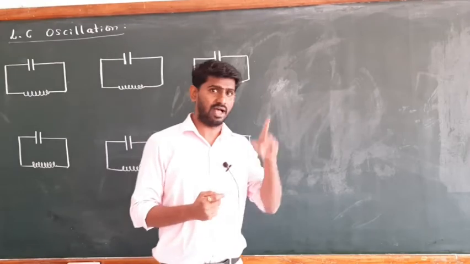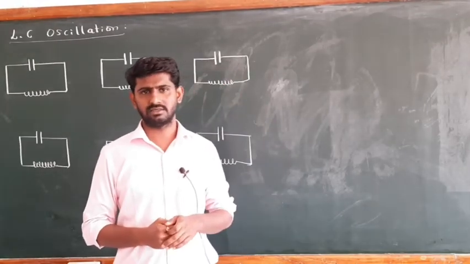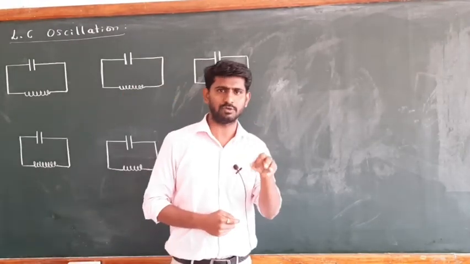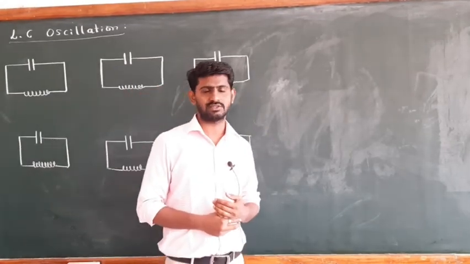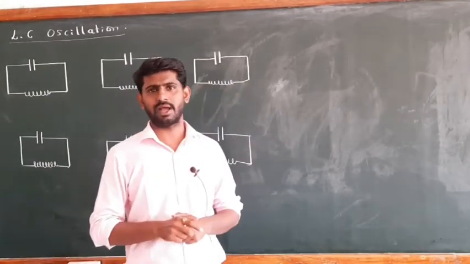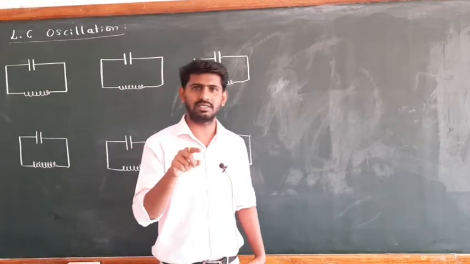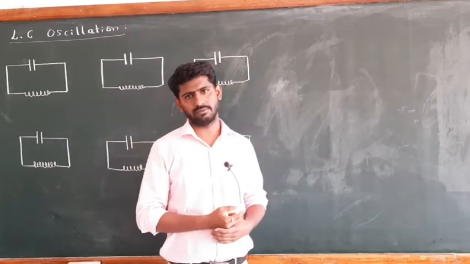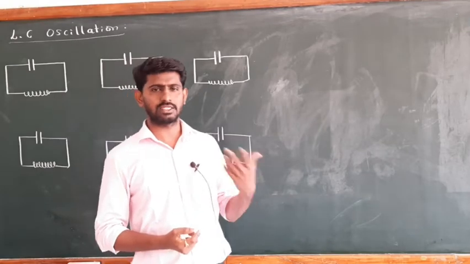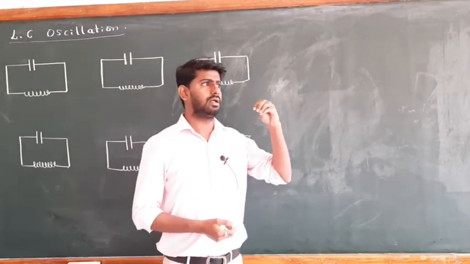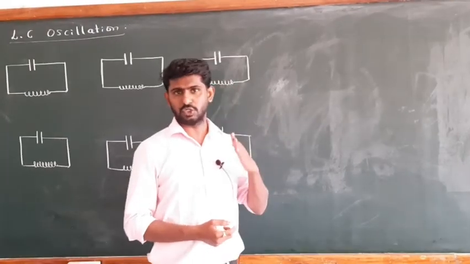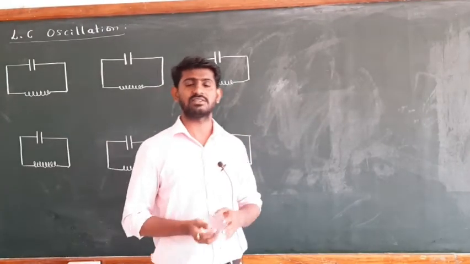For the current, I is equal to V by Z, actually voltage divided by opposition. So that opposition by the entire LCR circuit is called impedance. That's why I equals V divided by under root R square plus XL minus XC whole square. And also we derived the expression for the phase difference, the angle between the total voltage and the total current in a series LCR circuit.